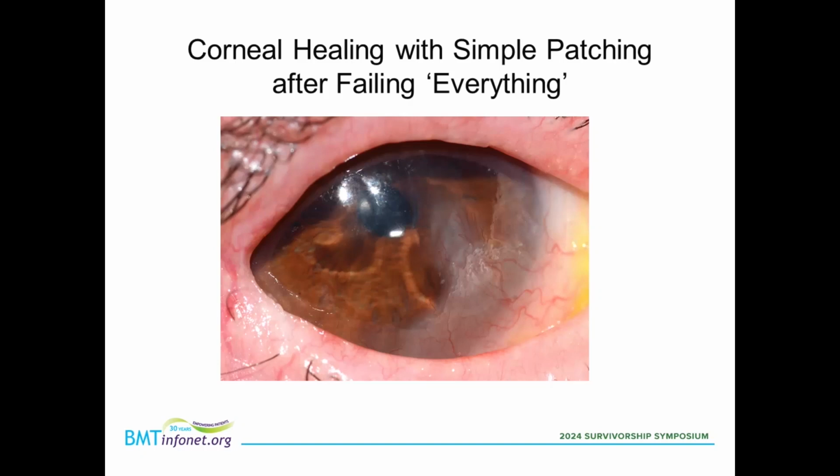Now this eye may not look very pretty right now, but it was very red, very inflamed, very engaged, and it was very thin. And all we did was patch this on an ongoing basis with press and seal. Within a couple weeks, we had the surface healed and the patient was doing a lot better and was off all that medication. So simple patching can be a simple way of dealing with the problems.